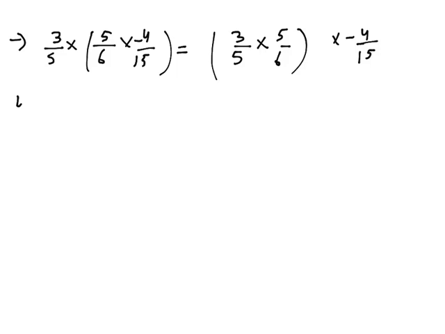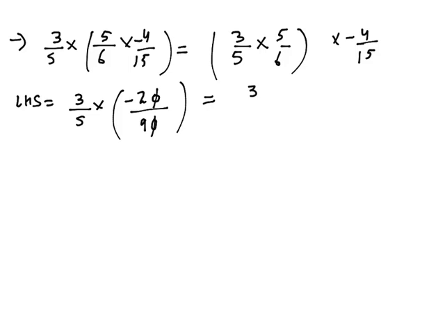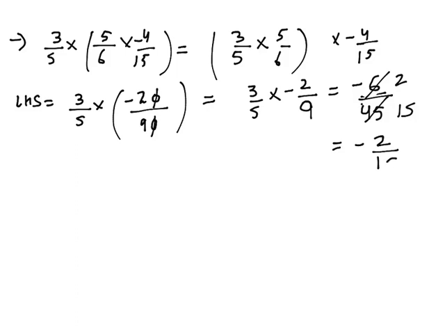So we will see over here. First take left hand side. Here we will get 3 by 5 times, 5 times 4 is 20. Here we will get minus 20, and 6 times 15 is 90. So here 0 can be cancelled with 0. So we have 3 by 5 times minus 2 by 9. So here we will get minus 6 by 9, 5 times 9 is 45. So here we can change it to the standard form. We will get 2 by 15. So the answer is negative 2 by 15.